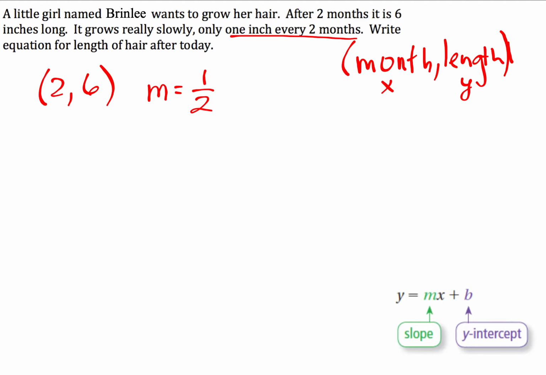If it grows half an inch per month, and 2 months ago would be 0, it would have to have started at 5 inches tall. And that would make the y-intercept 5. If that doesn't work for you, you can always do it the normal way.